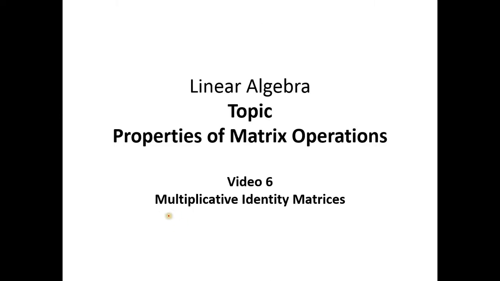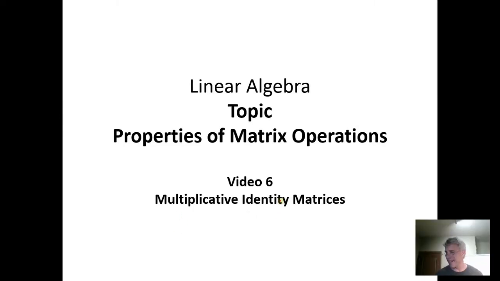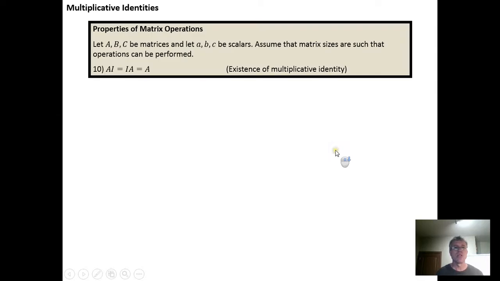So in this video we want to briefly discuss multiplicative identity matrices. When we looked at our properties of matrix operations, we identified that there existed a multiplicative identity and we named it I. And the identity exists such that A times I equals I times A equals A. So this identity matrix plays the role of the number 1 in the real numbers under multiplication. And so we want to talk a little bit about what I looks like.